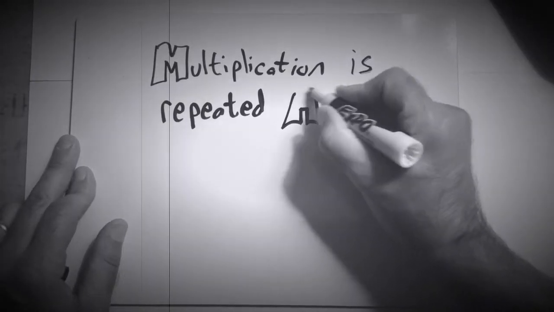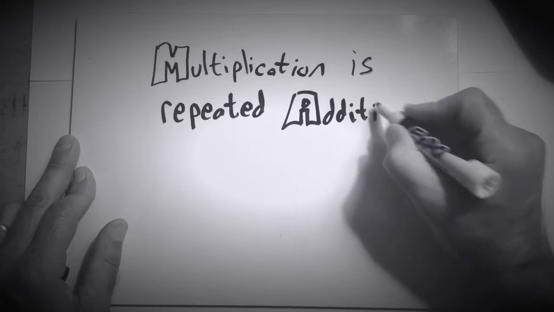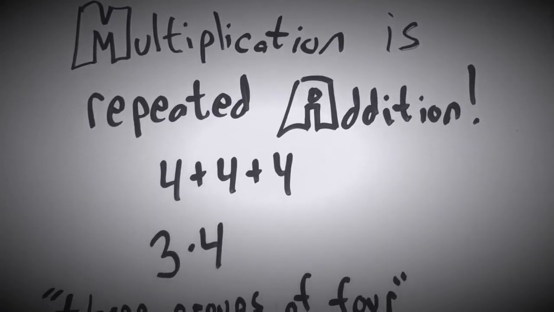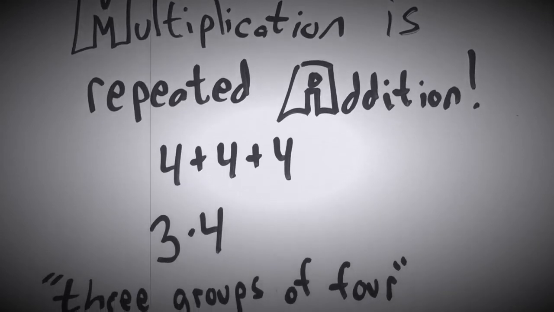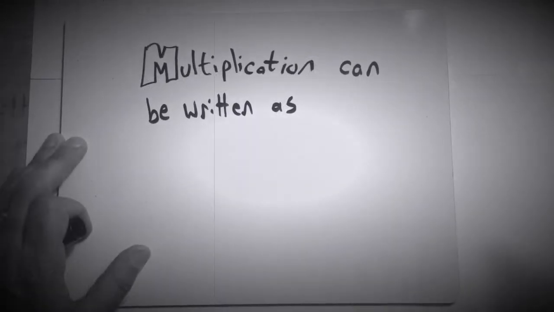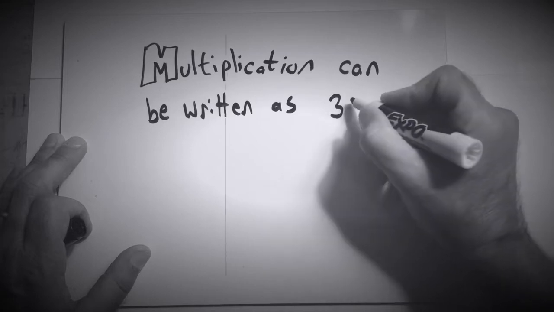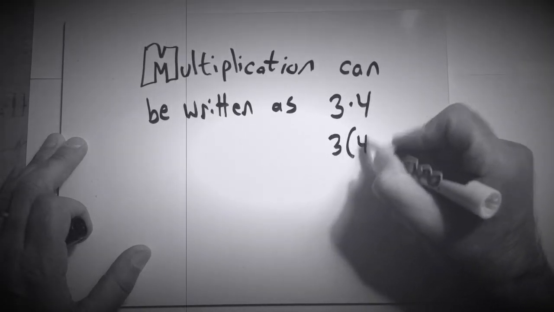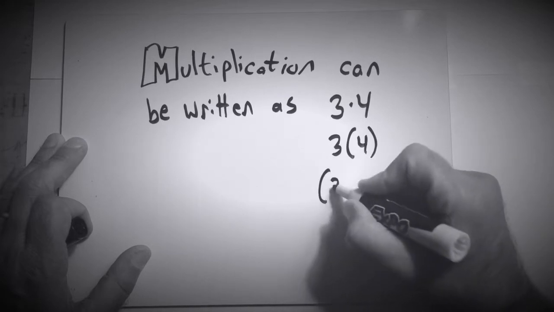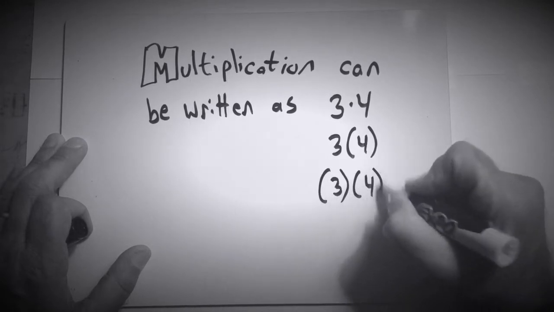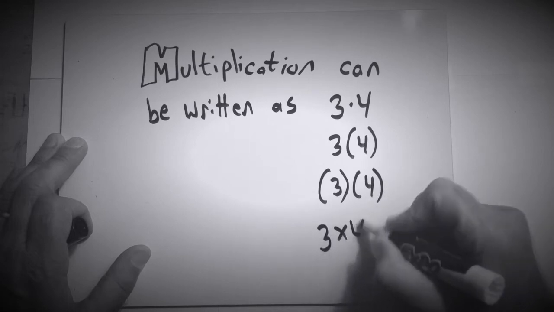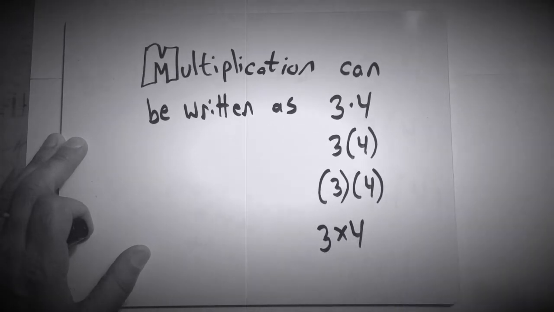We want to think of multiplication as repeated addition. We can write multiplication as 3 times 4 with a dot, or 3 times 4 with parentheses, or 3 times 4 with 2 sets of parentheses. We want to move away from using the x for multiplication.